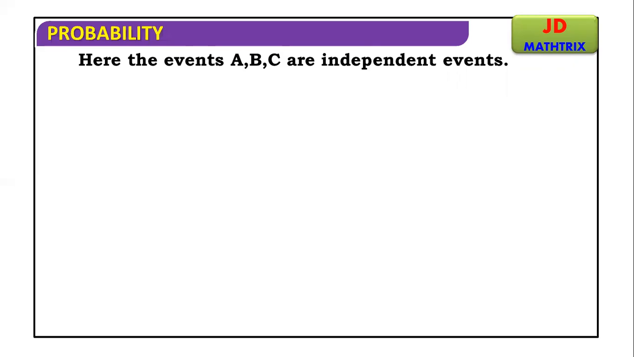So according to their capability, they will shoot. It is not that the second person's capability depends on the neighbour's capability. So the 3 persons are trying independently. That's why the events A, B, C are independent events, just like problem solving model A.